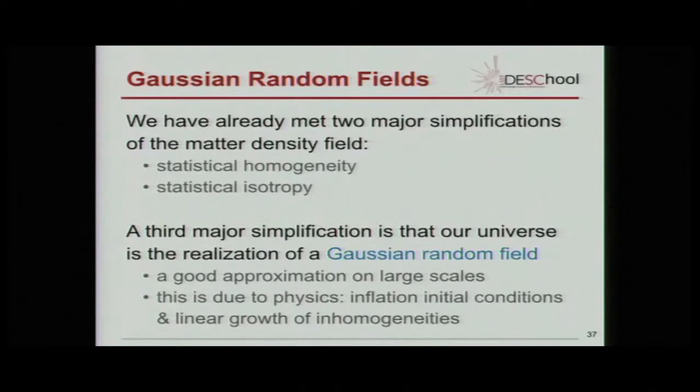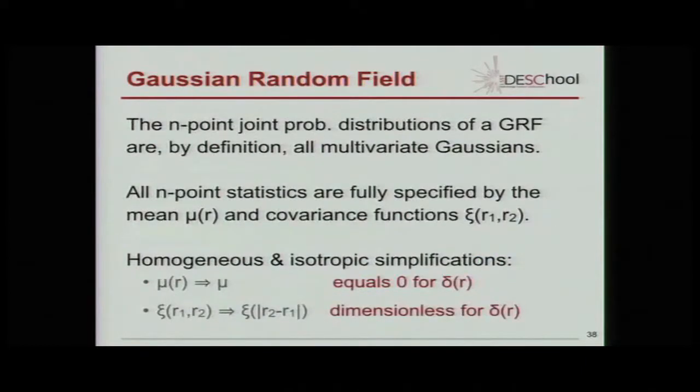Okay. So we've already met two major simplifications of the matter density field that make our job a lot easier in doing statistics of large scale structure: statistical homogeneity and statistical isotropy. Now we have a third major simplification, and that is that we assume that our universe is the realization of some Gaussian random field. So it's a random field, but it's a special kind. It's a Gaussian random field. This is a good approximation on large scales, and this is due to physics, not math: the inflation initial conditions and the linear growth of structure.